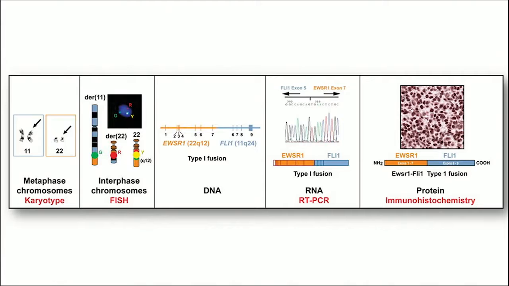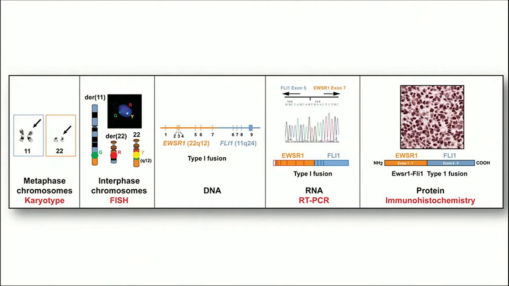So I've showed you now that we can use karyotypes where we're looking at metaphase chromosomes. We can use FISH where we're looking at interphase chromosomes. Tough to do this from DNA because of the massive size of the introns relative to the exons. But we can do this by RT-PCR with RNA, where we have the introns spliced out.